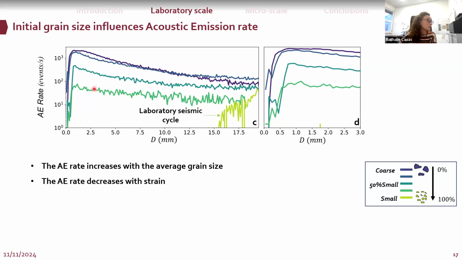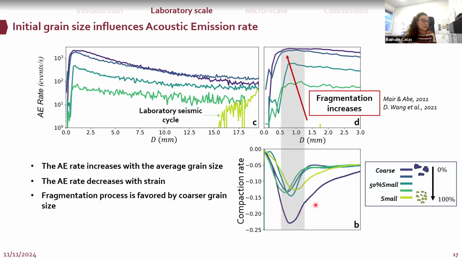So it has the same evolution: first, an important increase of acoustic emission at the start of the experiment, then a nonlinear decrease toward steady state when the experiment reaches the steady state porosity. Again, the experiment with initial small particles is a bit different from the rest, since we observed this laboratory seismic cycle. At the start of the experiment, we couldn't detect much acoustics, but when the instability started, we have a very different pattern.